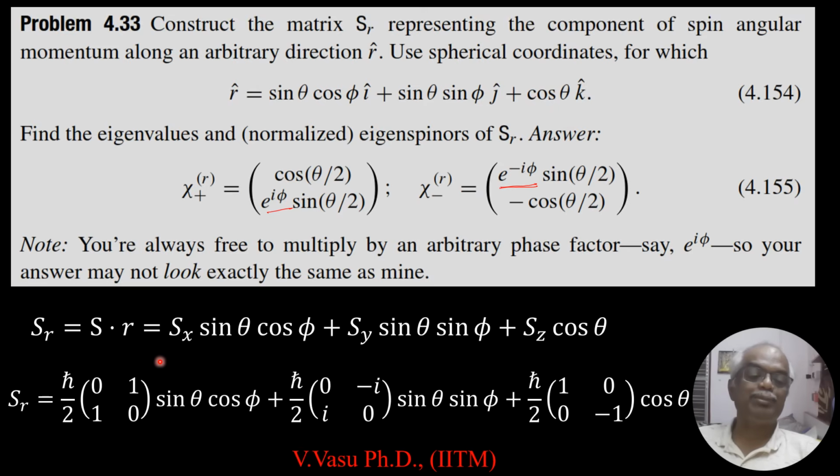Now you know the spin matrices. Sx is equal to ħ/2 times the matrix (0 1; 1 0). Similarly, Sy is ħ/2 times (0 −i; i 0). Similarly, Sz is equal to ħ/2 times (1 0; 0 −1). Of course, we have here cos θ, here sin θ sin φ, here sin θ cos φ. So, using this, we will move further.